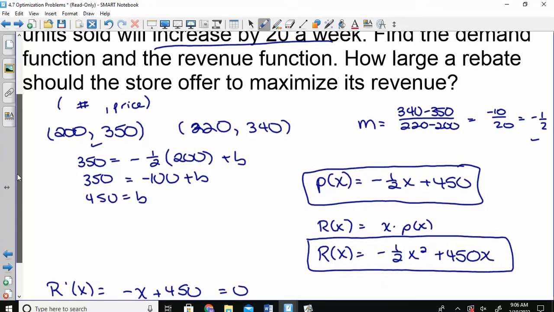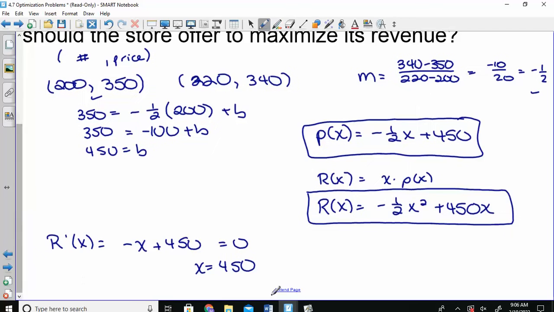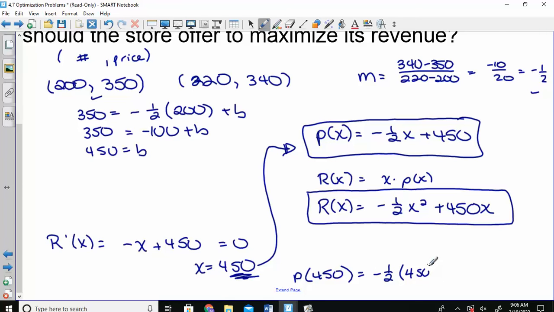All right. The question was, how large of a rebate do we need to maximize the revenue? So this tells me that my revenue is maximized when x, or the number of DVD players, is 450. So we need to find the price then. So what would we do? Plug 450 into your price equation. So the price of 450 DVD players, or Blu-ray players.